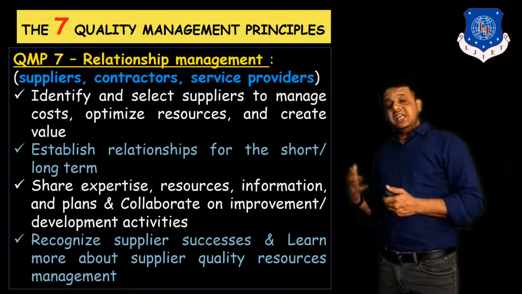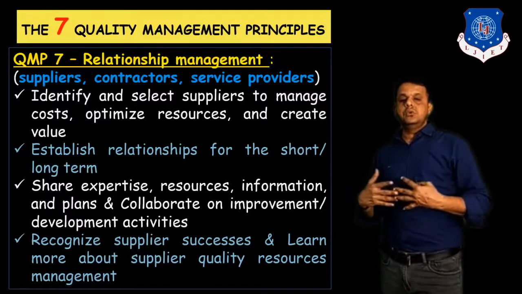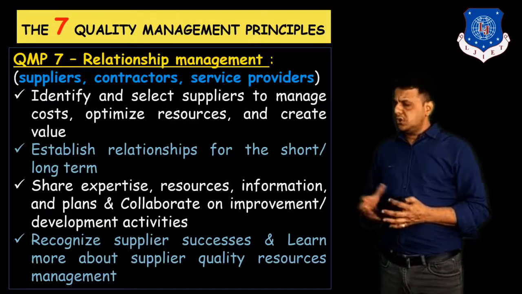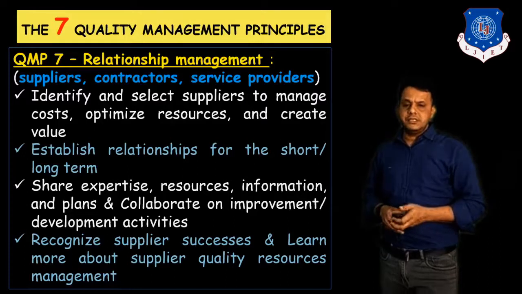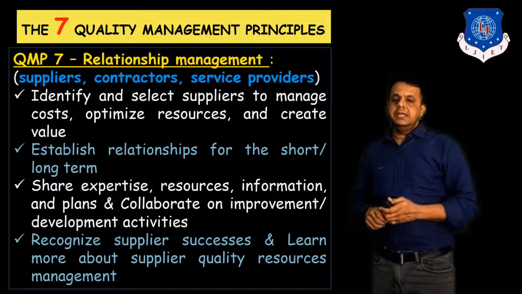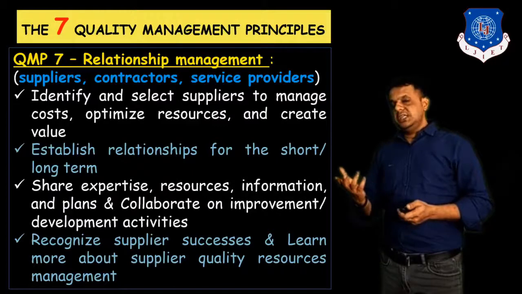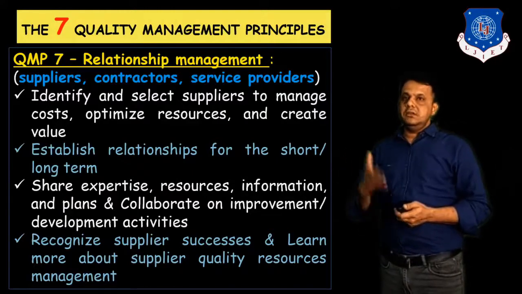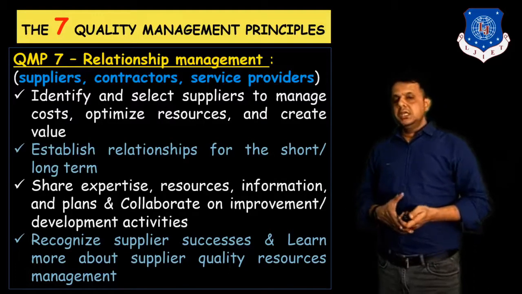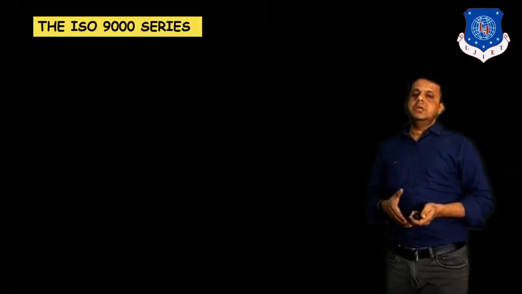You share your expertise, you share your experiences with your suppliers and contractors to improve further on the service part. And you can collaborate on the improvement and development activities. Also recognize suppliers' success and learn more about the supplier quality resource management. How you can control the quality which is actually supplied by someone else, which is not made by you. Okay, so these are all 7 QMS principles that one has to take care of.